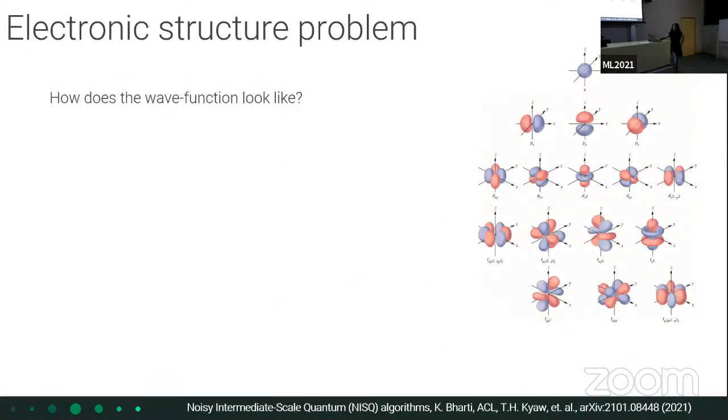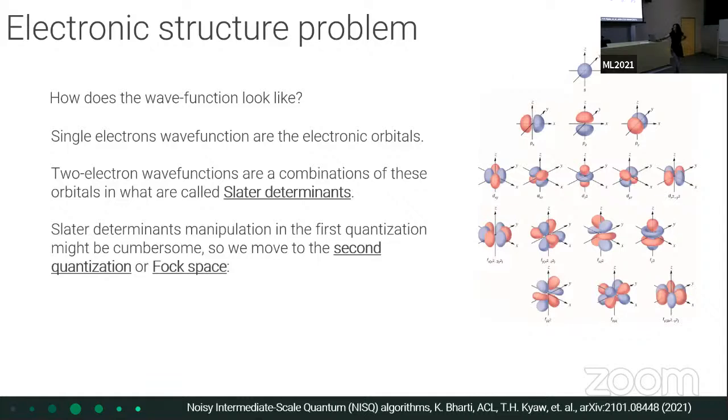So how can we study that? The functions of this electronic structure for single electrons are the orbitals, the well-known orbitals, and then the combination of these orbitals gives the Slater determinants. And that's the thing that is difficult to understand and to describe.